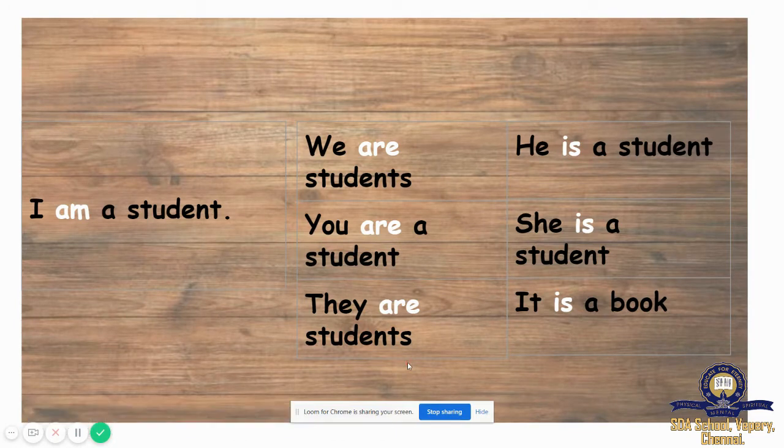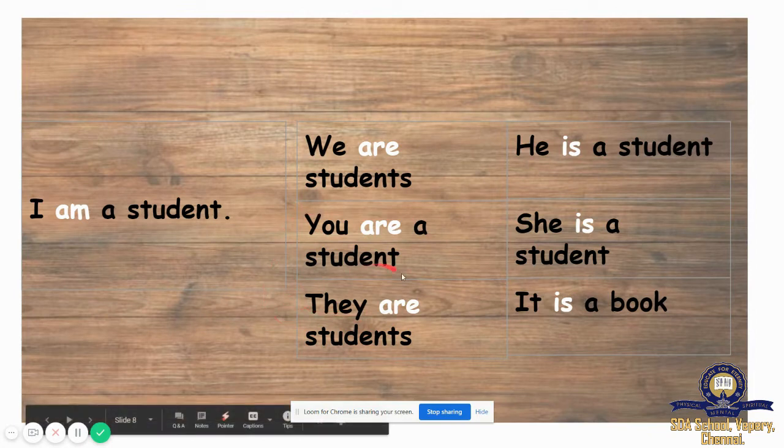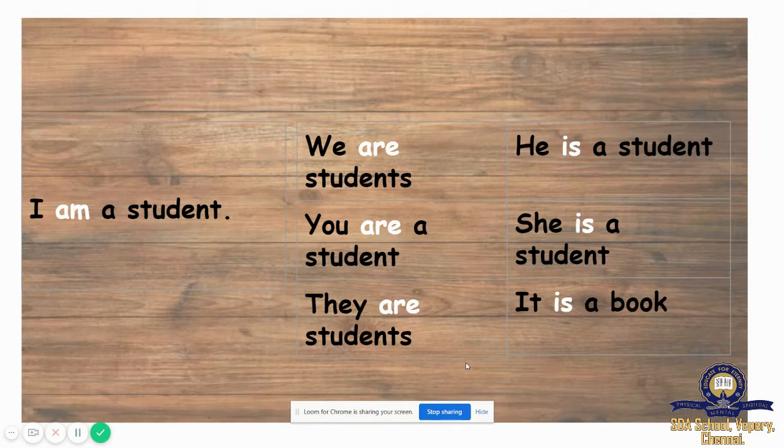Sometimes you will come across singular and plural. By seeing the object, we can identify whether it is singular or plural. See, you are a student. Here it is singular. Yes, very good. So, you is used for both singular and plural. Then we need to identify by seeing the object whether it is singular or plural.